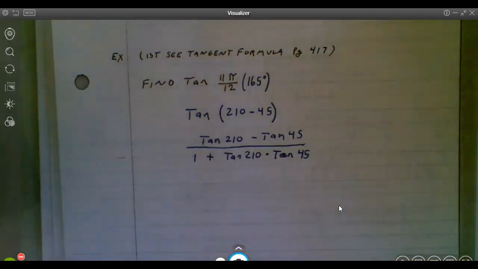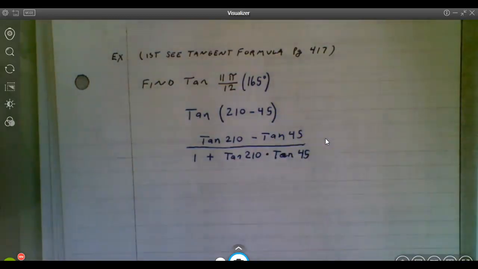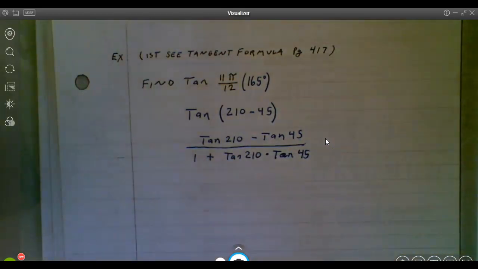So there's our setup. All we got to do is plug in the numbers and simplify it. So I know the 45s are going to be our easy one because the tangent of 45 degrees is just 1. So that'll be nice and simple. It's the value of 210. That's a little bit ugly. Let me just show you.